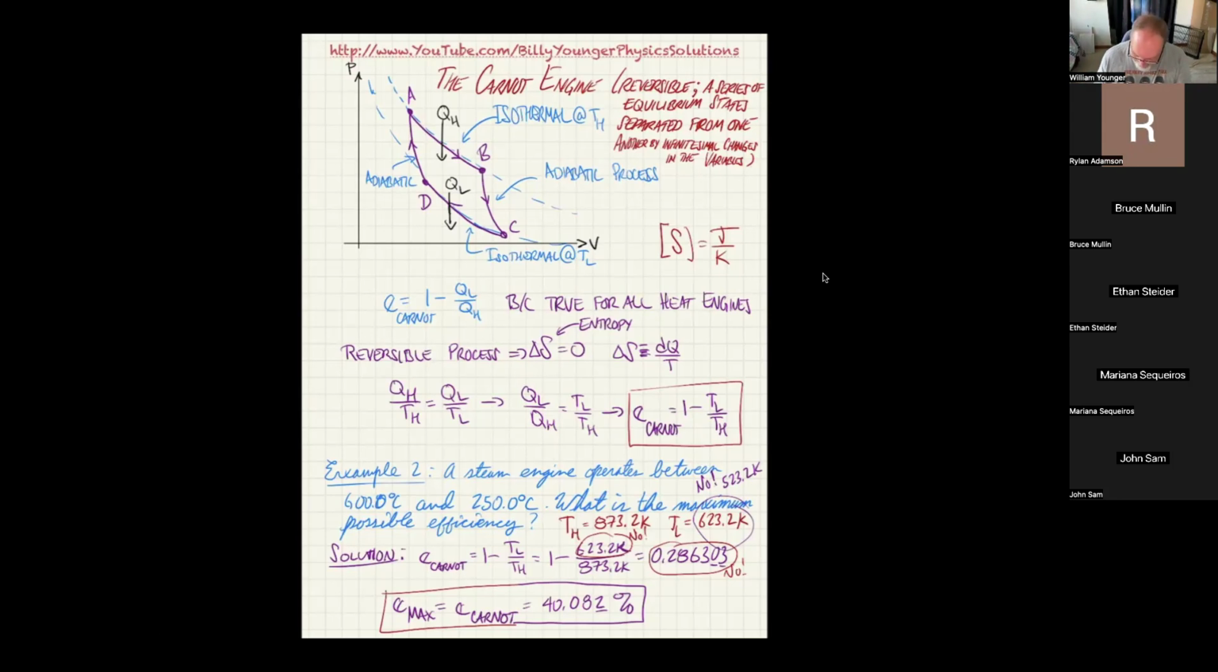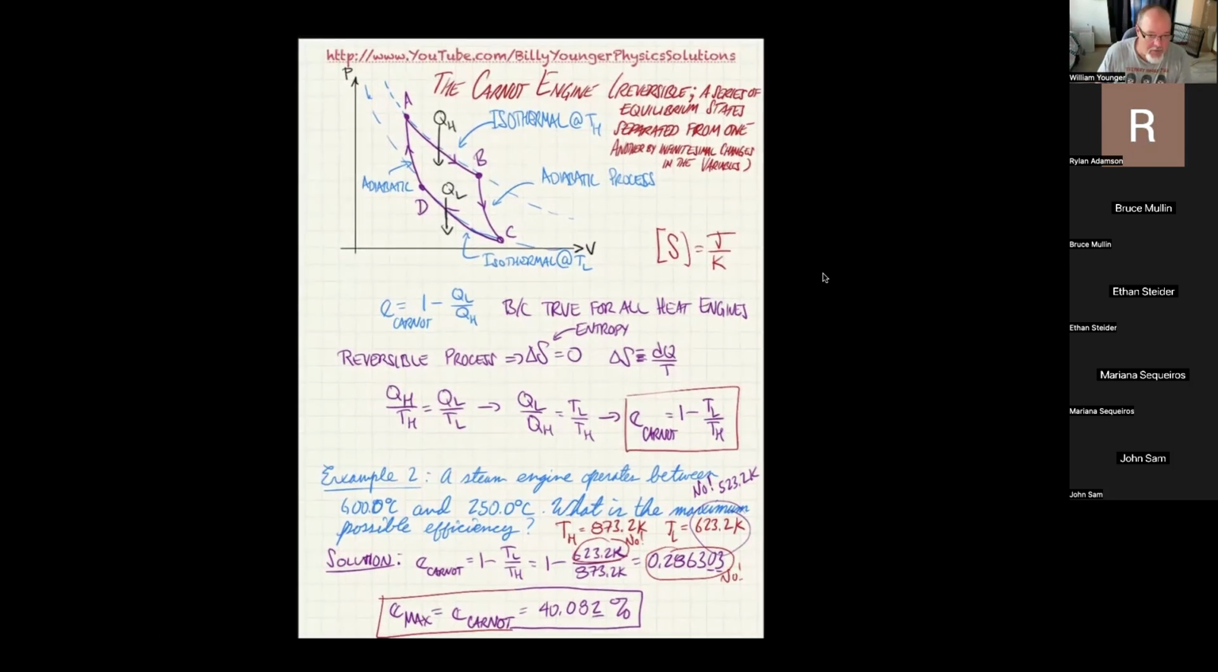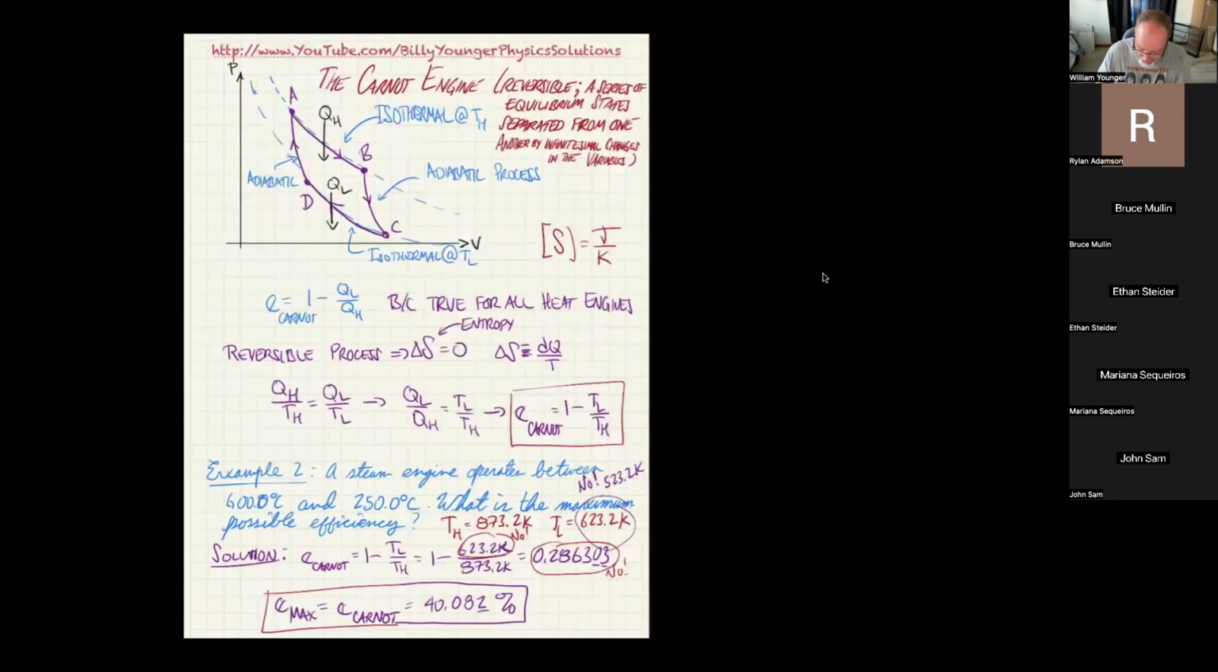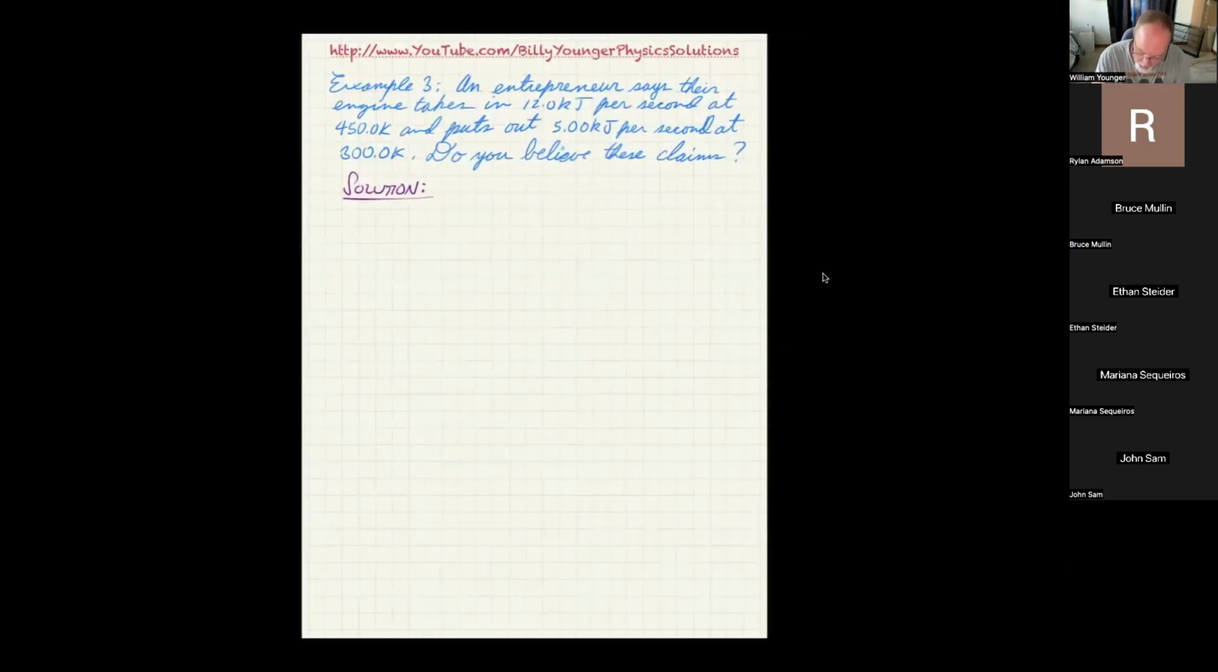I wanted to show you another example of using efficiency and the Carnot efficiency. And this is very much like your example 20-3 in your book, where it says a phony claim. So an entrepreneur says their engine that they're wanting you to invest in, obviously, takes in 12.0 kilojoules per second at 450 Kelvin and puts out 5 kilojoules per second at 300 Kelvin. Do you believe these claims?